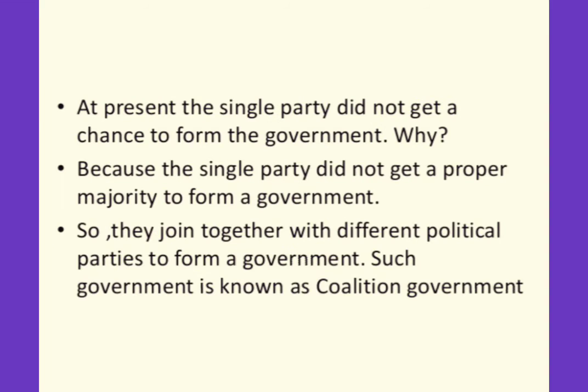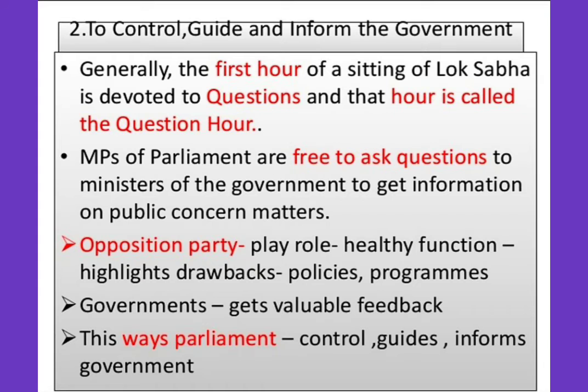Now, the next is, sometimes the majority party is not able to win the elections. In such cases, a single party does not get a proper majority to form a government. They need to join with different political parties to form a government, and such political parties that form the government are known as a coalition government, where they alone are not able to form the government, but they need the support of other political parties.